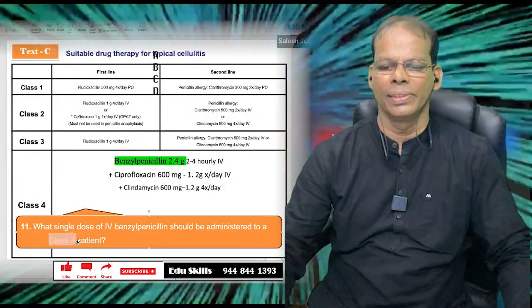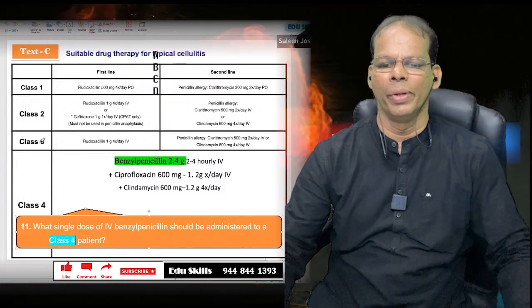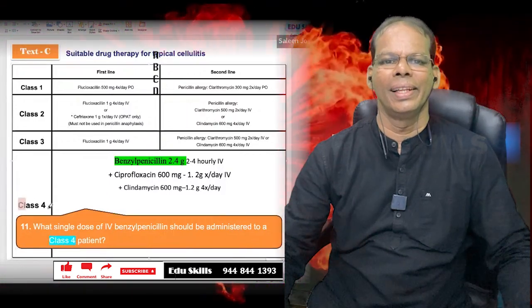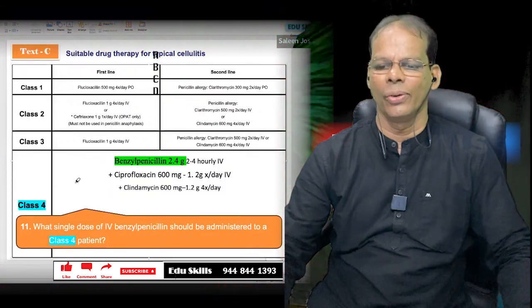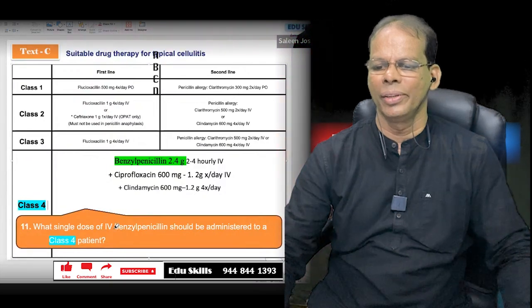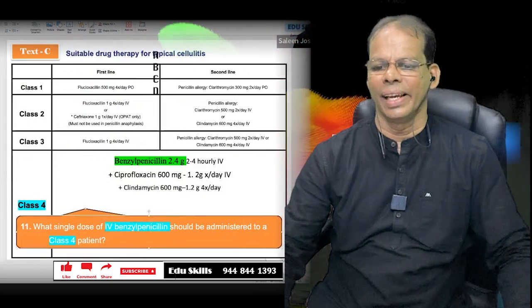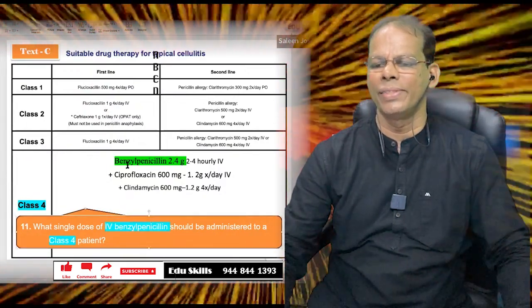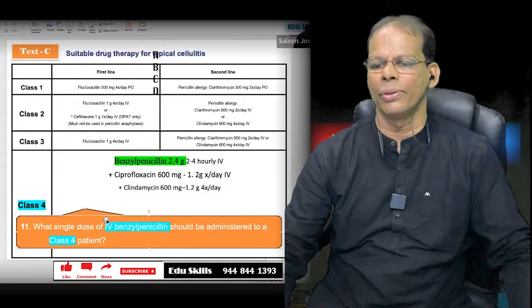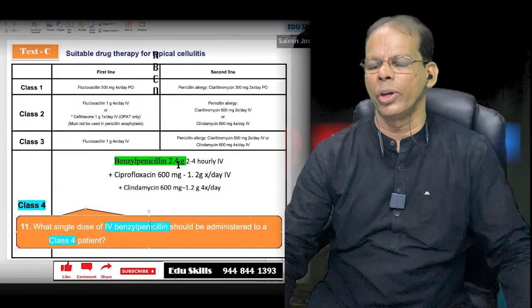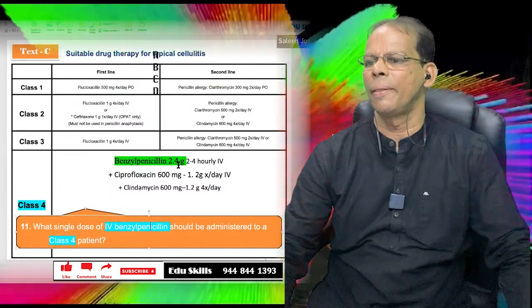So what you have to do? Go to class 4 immediately. Class 4. Then what you have to do? You go to class 4, then you look for this name, the name of the medicine. You have the name of the medicine here. So what single dose is given here? 2.4 grams. Right?